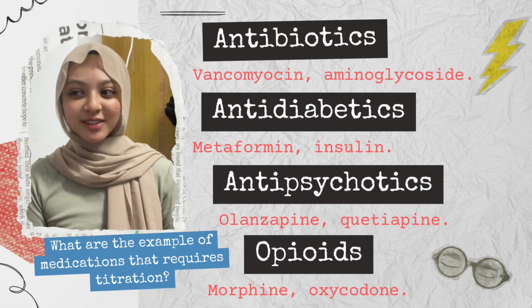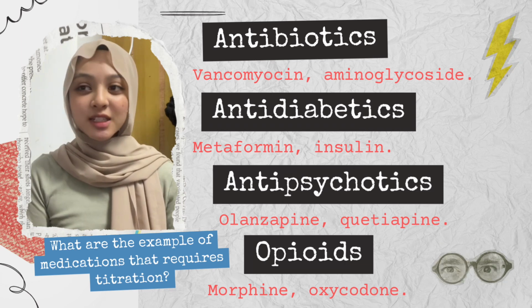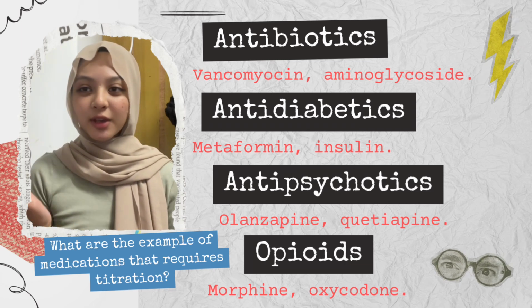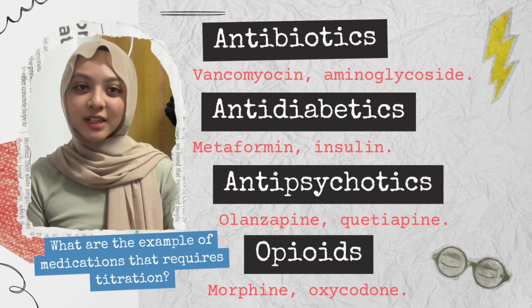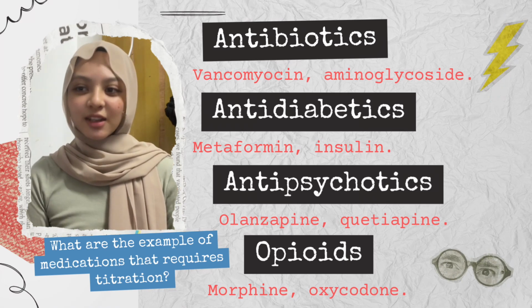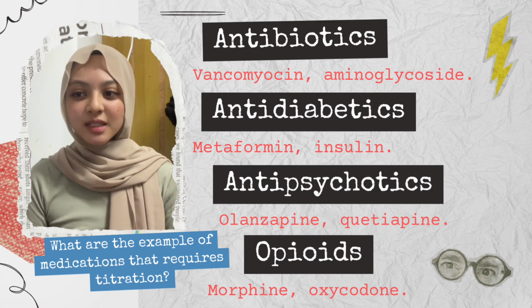So you might be wondering, what are the examples of medications that require titration? The first is antibiotics, like vancomycin and aminoglycosides. Next is antidiabetics, metformin and insulin. Next is antipsychotics, like olanzapine or quetiapine. Lastly is opioids, like morphine and oxycodone.